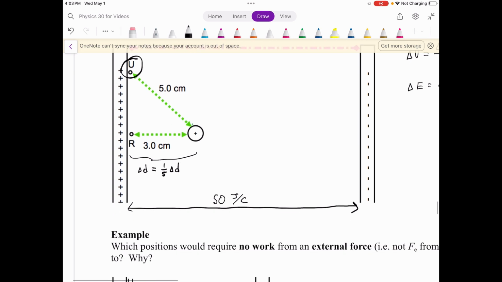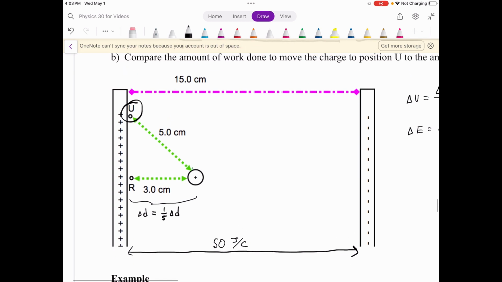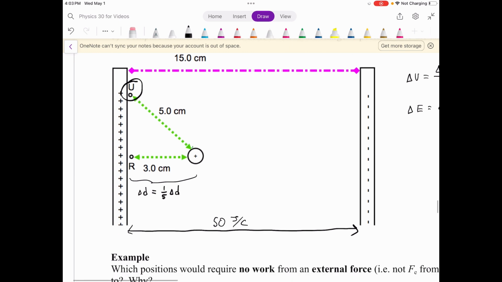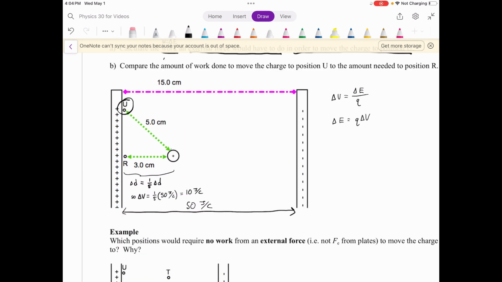So it's moved through a distance of 1/5 the total distance across the plates, and therefore the potential difference here will be 1/5 of 50. In other words, it will be only 10 joules per coulomb, right? Again, that kind of checks out. If it would gain or lose 50 joules of energy for every coulomb of charge by going from here to here, well, to go 1/5 of the distance, it should only gain or lose 10 joules per coulomb, 1/5 as much potential energy. And so there we go.